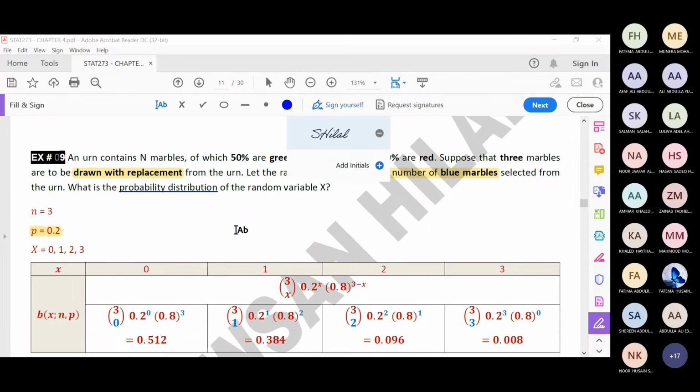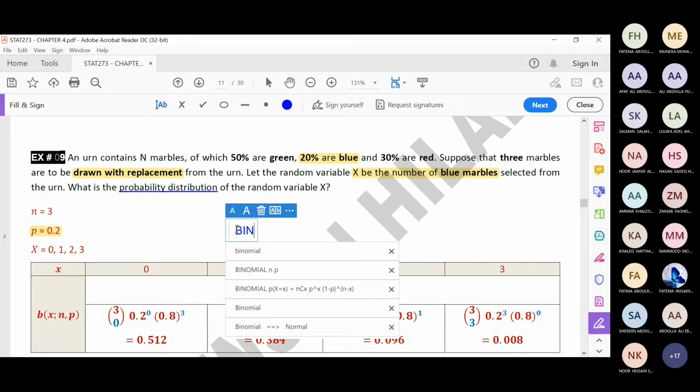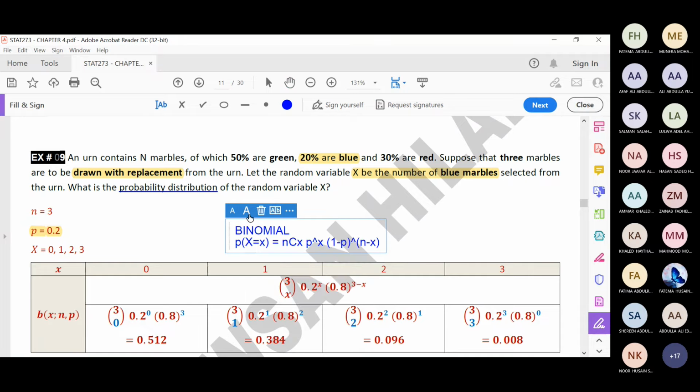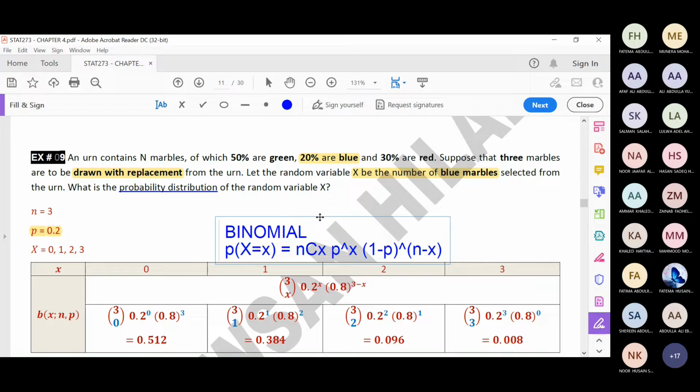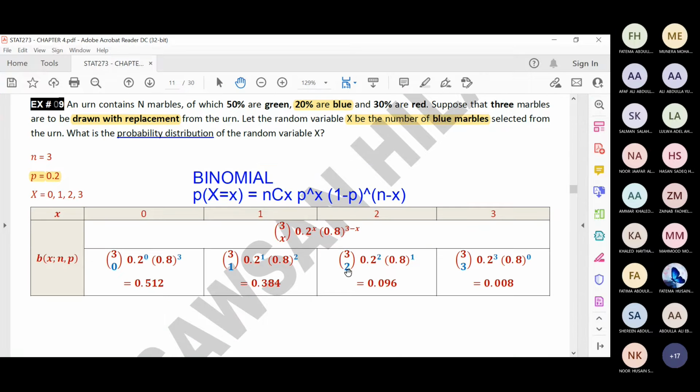Let's write it again here. What is my binomial formula? So this is what we have. This is the binomial, and this is the formula. Let's substitute. What is N? 3. Selection of X, so 3 combination X.